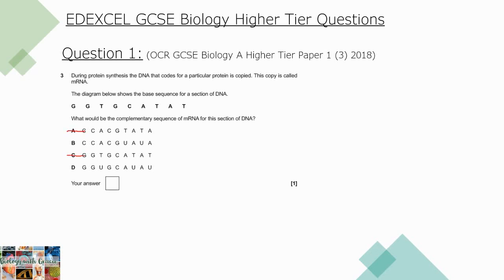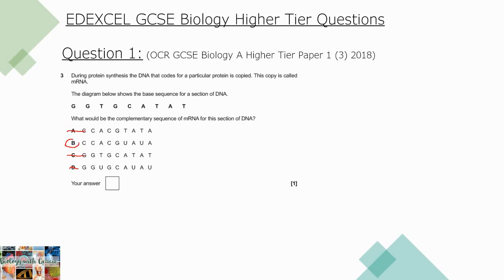Then if we have a look at our actual sequence, we're starting with G and then another G. If we have a look at B, we've got C, C. C does complementary base pair with G, so we know that is correct. And then if we look at D, we've got G. We know that G does not complementary base pair with G, it's in fact C. So we can discount D. Without even going through the whole sequence, we know that our answer is B.